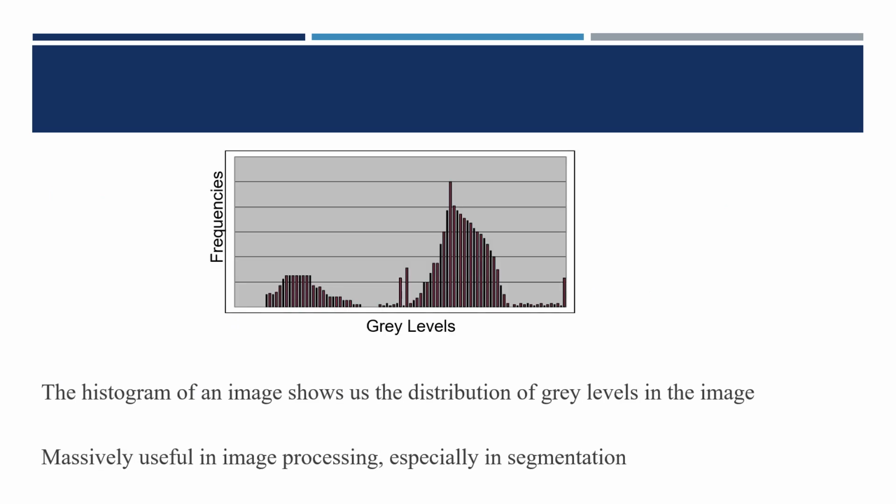So here is the example. On the x-axis, all the gray levels will be marked, and the count of each gray level will be represented on the y-axis. That is otherwise known as frequencies. The kind of information that you get from the histogram is that it shows us the distribution of gray levels in the image. So we can see how many objects are present, so it can be segmented. It is massively used in image processing and especially recommended in image segmentation.